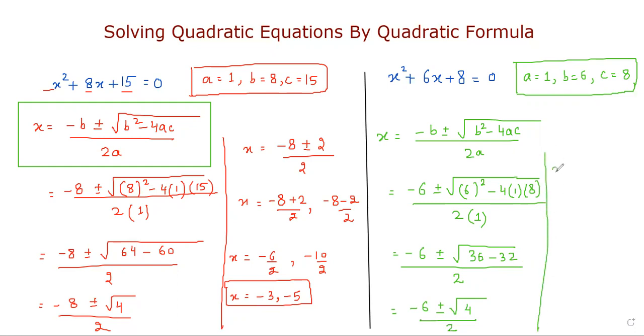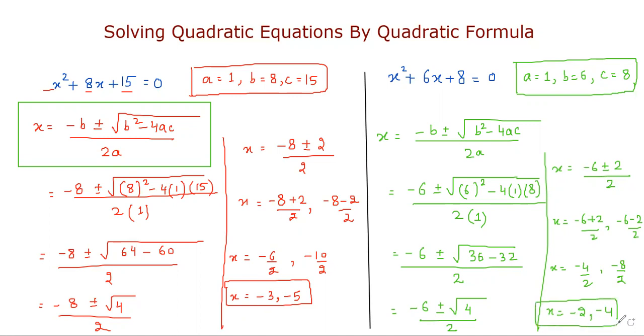Hence, x is equal to minus 6 plus and minus square root of 4 is 2 over 2. Again, we get two values: minus 6 plus 2 over 2 and minus 6 minus 2 over 2. So x is equal to minus 4 over 2, because minus 6 plus 2 is minus 4, and minus 6 minus 2 is minus 8 over 2. Hence, x is equal to minus 2 and minus 4 are the two values of x.